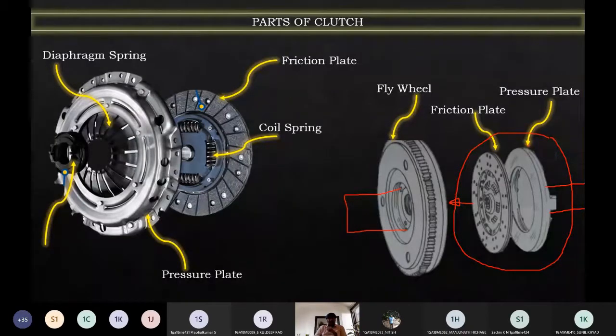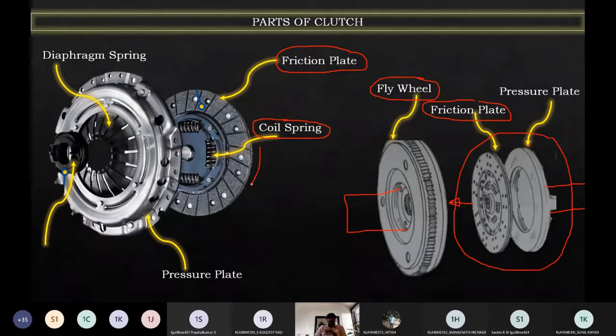One of the basic parts, as I have shown here, is the flywheel. Now, where exactly is this flywheel connected? To the flywheel, the friction plate will be connected. Try to see it. To the flywheel, the friction plate is connected. Now the friction plate has certain things called coil springs. Now why exactly these coil springs?